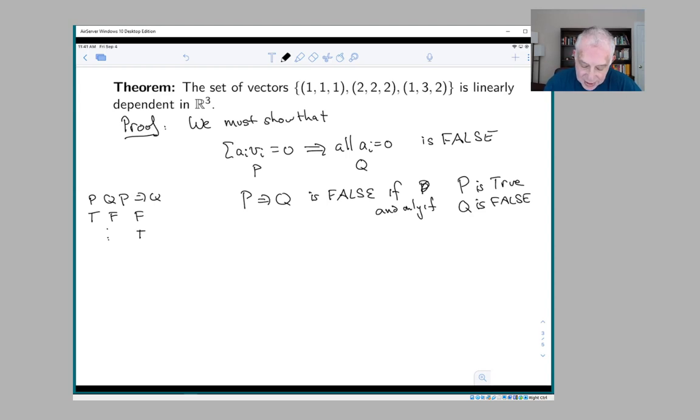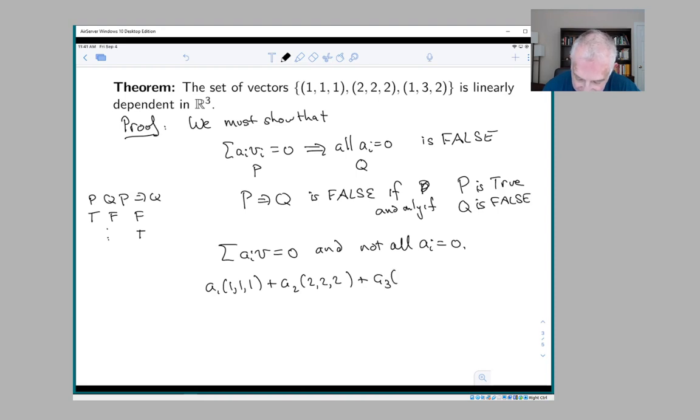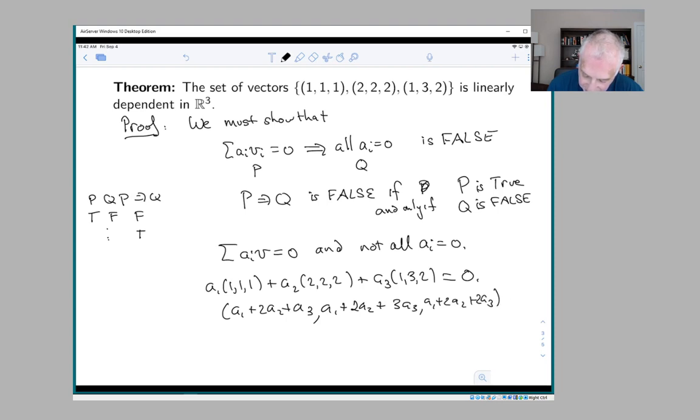So we need to see if we can find a situation for these vectors in which P is true, so that means that the sum of AiVi is zero, and Q is false, not all Ai are zero. Well, so again, we take the truth of P, so we take A1 times (1, 1, 1), plus A2 times (2, 2, 2), plus A3 times (1, 3, 2) equals 0. And now we do some algebra and we get (A1 plus 2A2 plus A3, A1 plus 2A2 plus 3A3, A1 plus 2A2 plus 2A3) equals 0. So this is the P part, and we're assuming that P is true. What we want to know is, could it happen that Q is false?